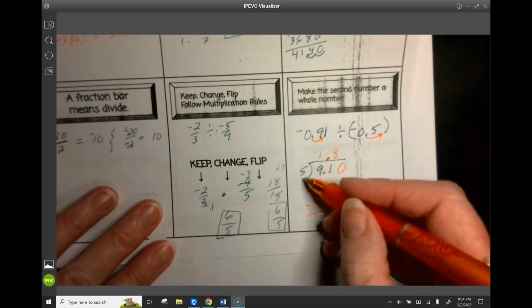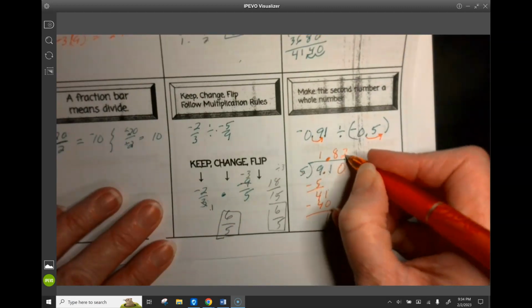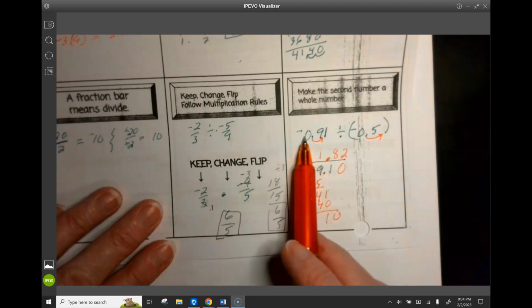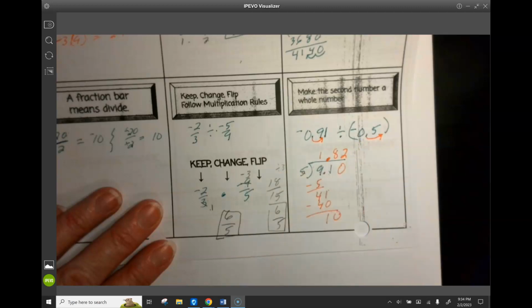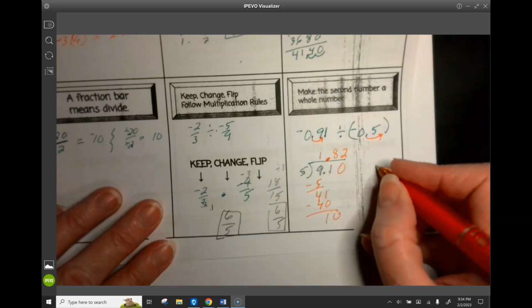Okay, so I'm going to put a 0 in. 5 goes into 10. How many times? 2. Now let's check and make sure we have the right sign on this. I have 2 negatives up here, even number of negatives. So my answer is positive. So that is my answer, 1.82.